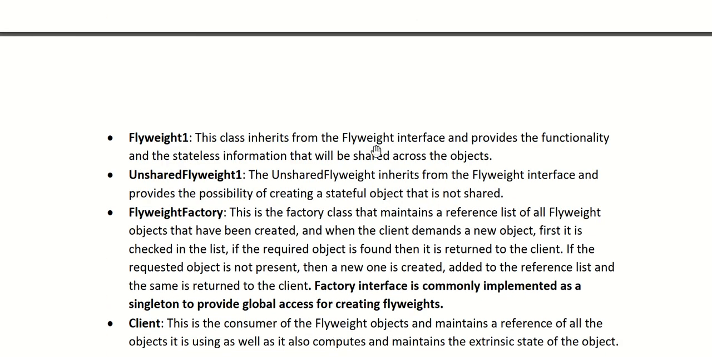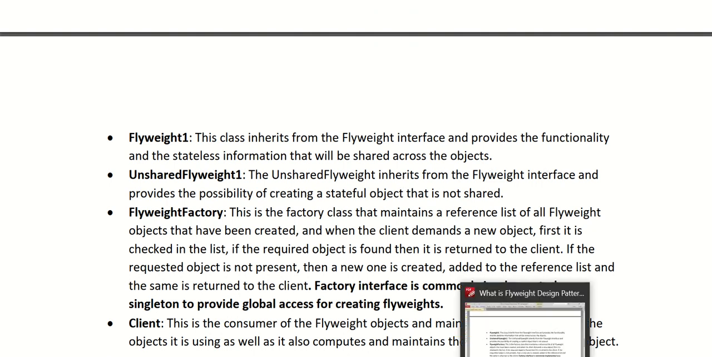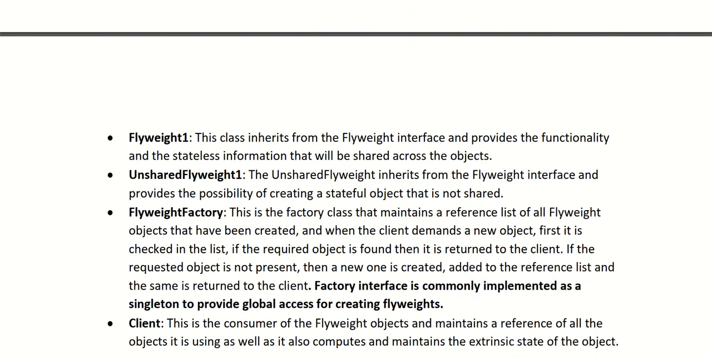Then we will go to Flyweight1, the concrete implementation. This class inherits from the flyweight interface and provides the functionality and the stateless information that will be shared across the objects. And then UnsharedFlyweight1 inherits from the flyweight interface and provides the possibility of creating a stateful object that is not shared. So that's the use of unshared flyweight.